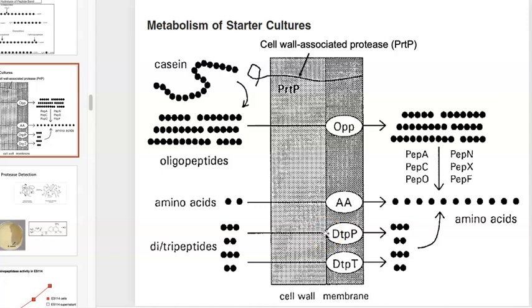There's DTPP, which is an ABC type transporter, an ATP binding cassette type transporter, and then DTPT, which operates on proton motive force, meaning that when the microbe is transporting electrons across its electron transport chain and pumping protons into the world, the controlled reentry of those protons facilitates the co-transport of these di and tripeptides.